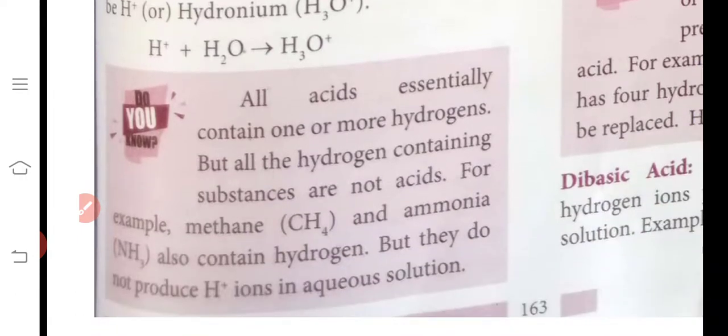All acids essentially contain one or more hydrogens, but not all hydrogen-containing substances are acids. Listen, it is very important. All acids contain hydrogen atoms, but not every hydrogen-containing substance is an acid. For example, methane is CH4. Methane contains 4 hydrogen atoms, but it is not an acid.